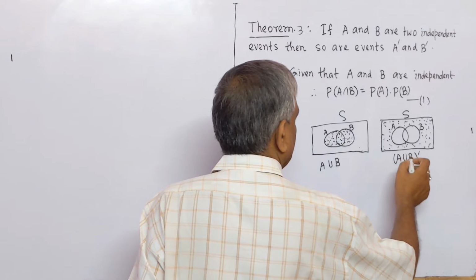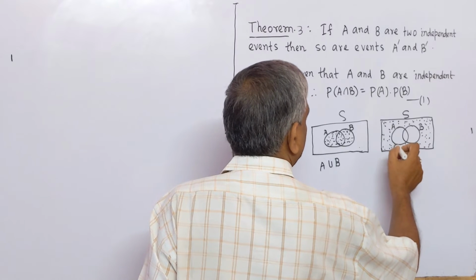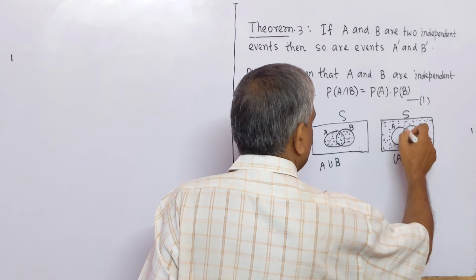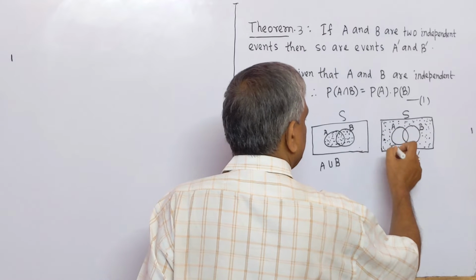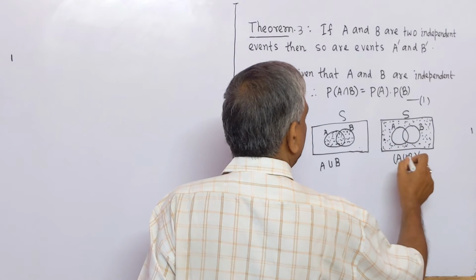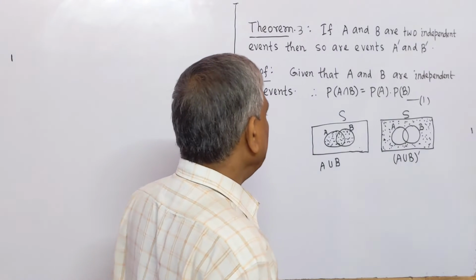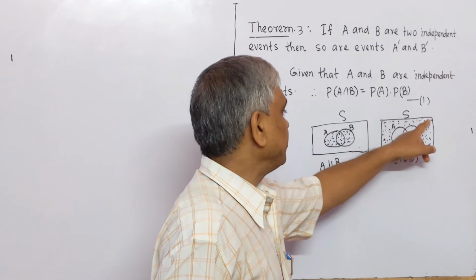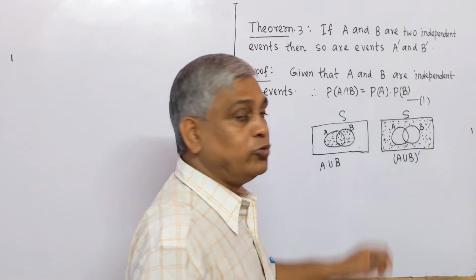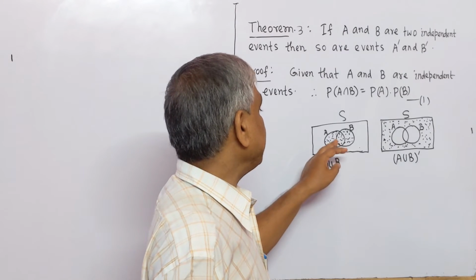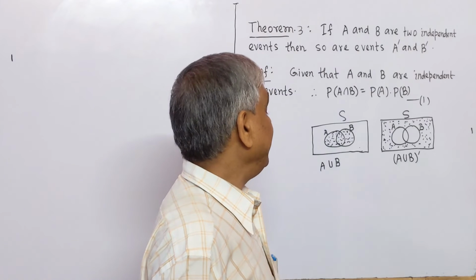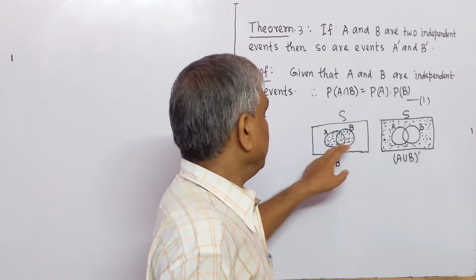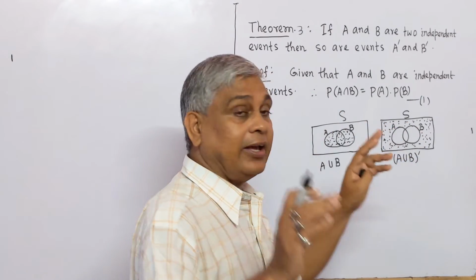And in the next picture, the dotted portion is everything except A union B. That means this dotted portion is the complement of A union B. Here we see that in both pictures, this dotted portion and this dotted portion are mutually exclusive, meaning the intersection will be phi, and these two dotted portions make S by their union.